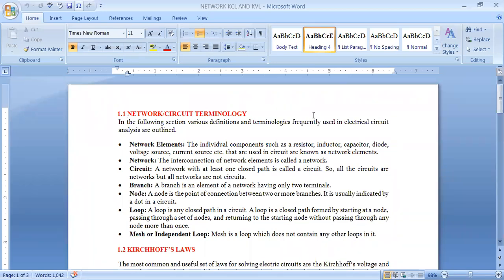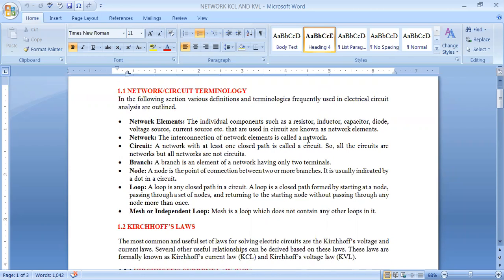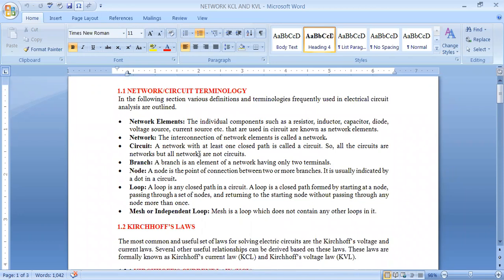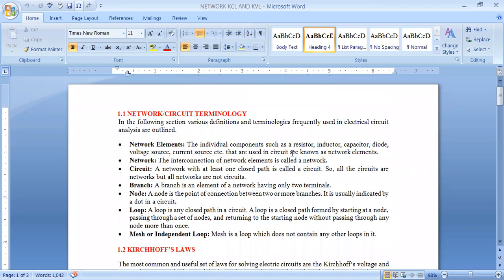Now we'll go for the next topic called Kirchhoff's law. Before going to Kirchhoff's law, KCL and KVL, we need to know some terminology, network terminology, other circuit terminology. We have to understand the terminology first, then we can go to KCL and KVL.